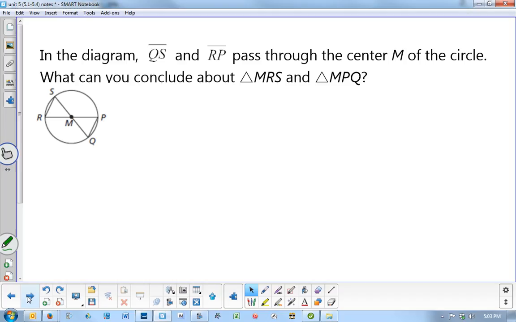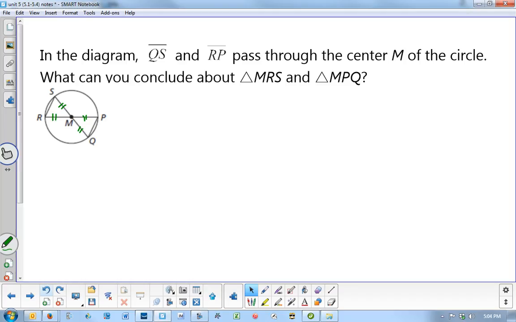Okay, here we've got in a circle, okay, we've got QS and RP. They pass through the center M. Okay, we want to know what we can conclude about these triangles. Well, let's think about it. First of all, it's in a circle. So we've got a bunch of radiuses. This length here is a radius. This length here is a radius. This length here is a radius. And another radius. Got a bunch of radiuses. And what do we know about radiuses in a circle? Well, they're all congruent. So these guys are all congruent there.